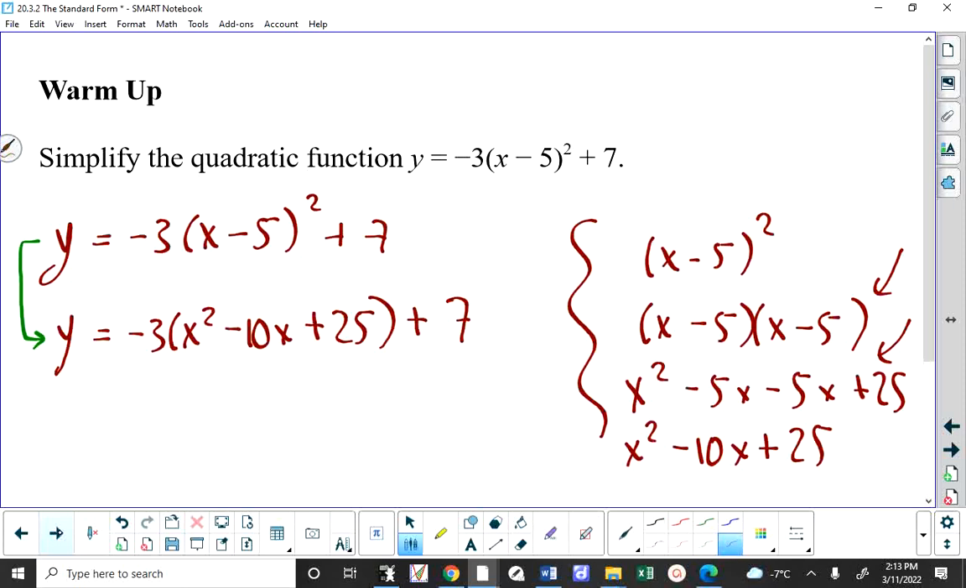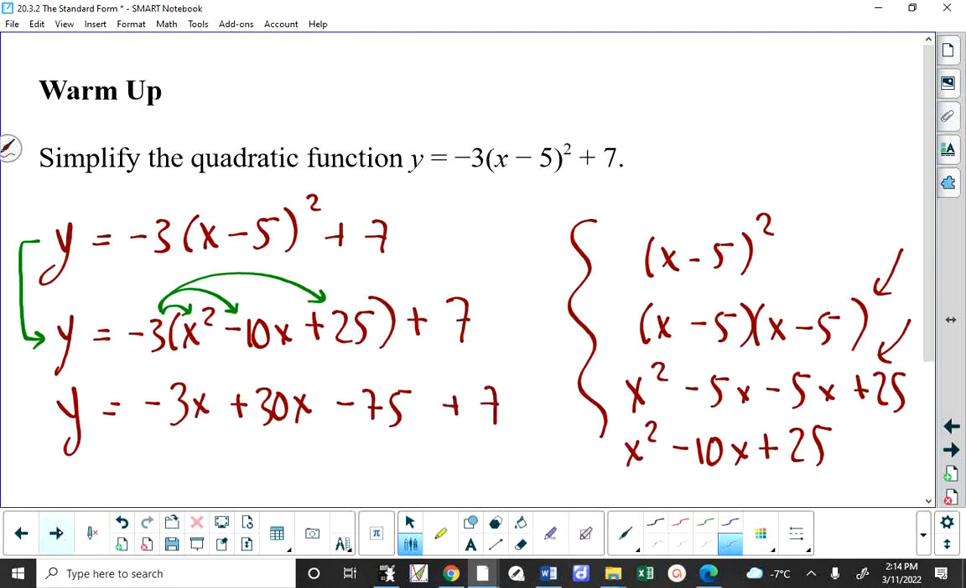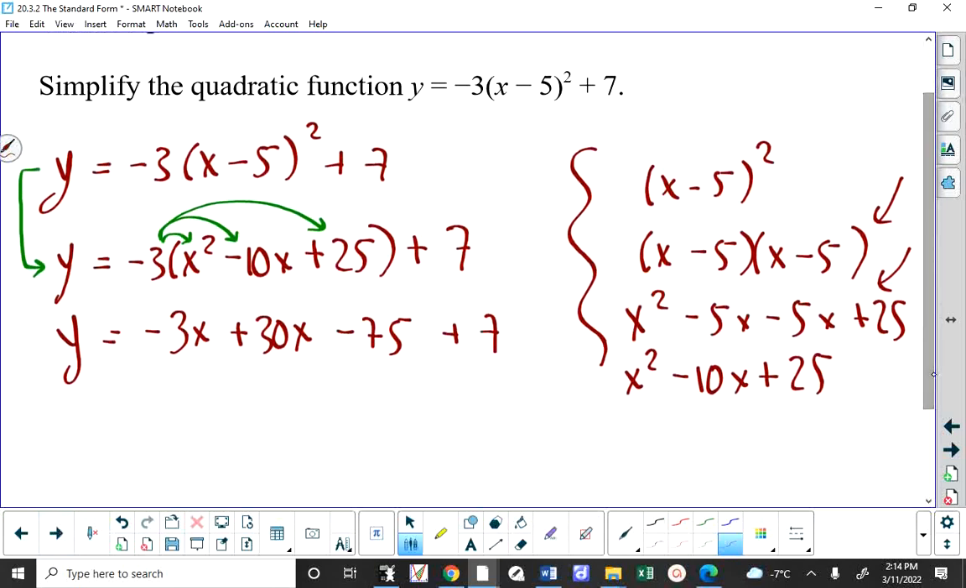Now we have to multiply that negative 3 through. So we get negative 3x squared. We get negative 3 times negative 10x, which is positive 30x. We get negative 3 times 25, which is negative 75. And then we have plus 7. The negative 75 and the 7 can be combined together to give negative 68. So we end up with y is equal to negative 3x squared plus 30x minus 68.